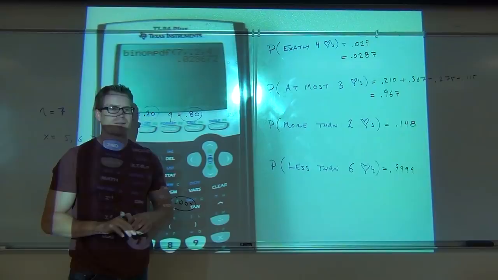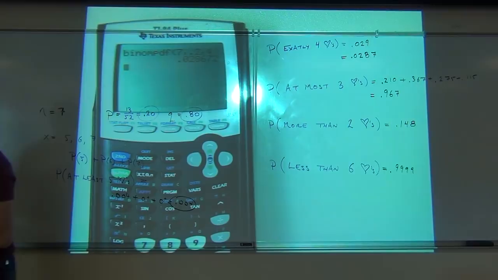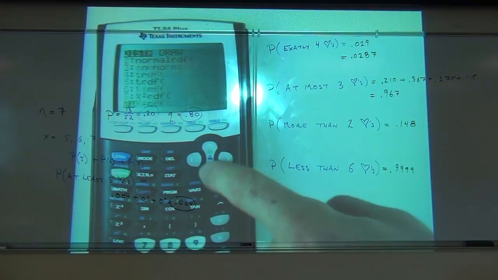All right, let's do the at most three parts. If you have at most three parts, stick with me here, ladies and gentlemen. Even if you don't have a calculator, it's good to refresh your memory on how to do this. At most three parts, are we going to be in the P or the C once again? C. So I'll go back to my distribution. I'll go down to the binomial CDF. I'll press enter on the CDF.